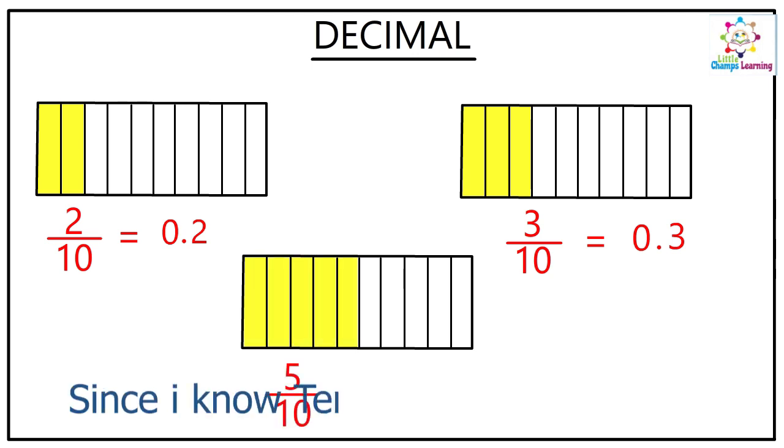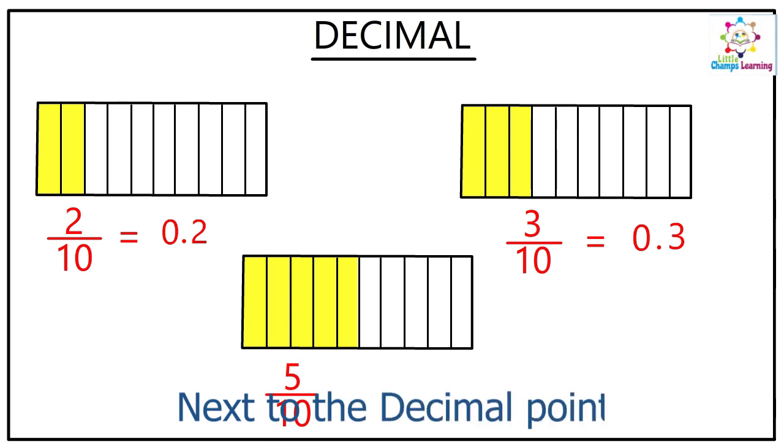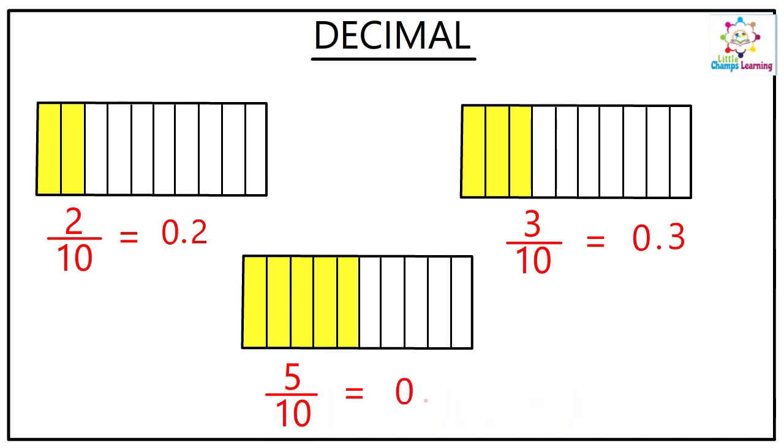Then I have 5 over 10. Since I know the tenths place is immediately next to the decimal point, I will write 5 at the tenths place, and I don't have any whole number. So it will be 0.5. And here we can see that half of the figure is shaded too.